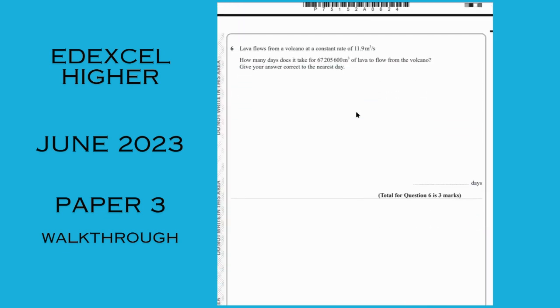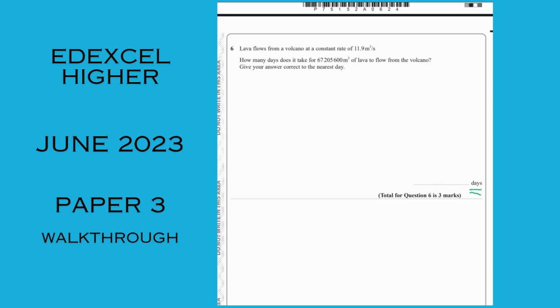Number 6, lava flows from a volcano. Now, at the end of the day, it's all about dividing and converting. It wants the answer in days. So just keep a running total of where you are. So if you take the 67 million and so on, divide it by 11.9, that will tell you how many seconds. So 67 million, 205,600.